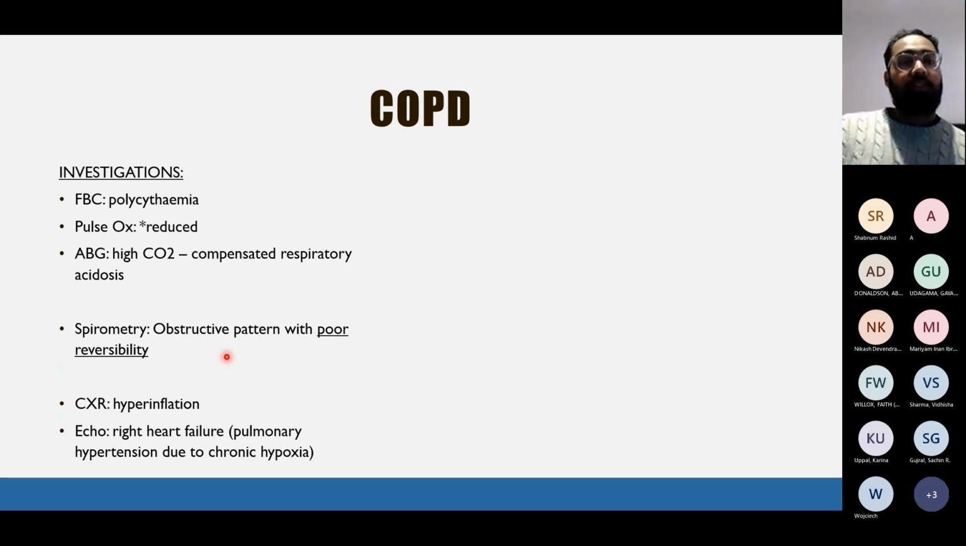Investigations that we do, we can look at full blood count, because if you have less oxygen chronically, the natural response of the body is to make more red blood cells. So you have an increased oxygen carrying capacity, which is polycythemia.